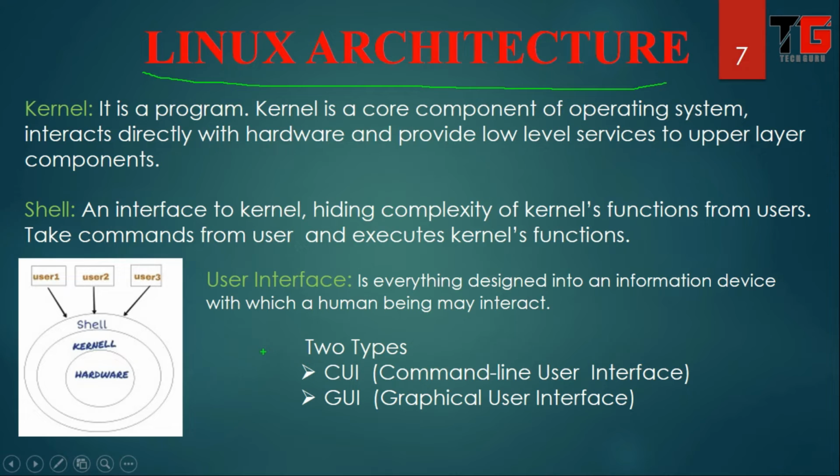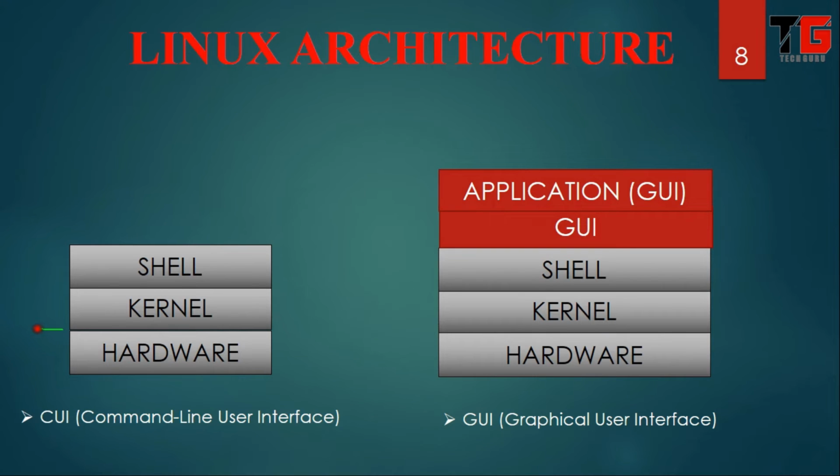User interface is everything designed into an information device with which a human being may interact. There are two types of user interface. First is CUI, command line user interface, and second is GUI, graphical user interface. On Linux architecture, first layer is hardware, second layer is the kernel, and third layer is the shell. On shell, user can run any number of commands. This type of operating system is installed on server ends and is called CUI, command line user interface.